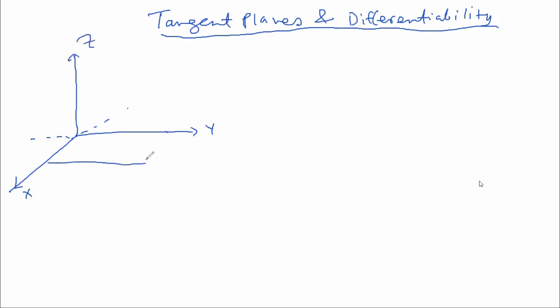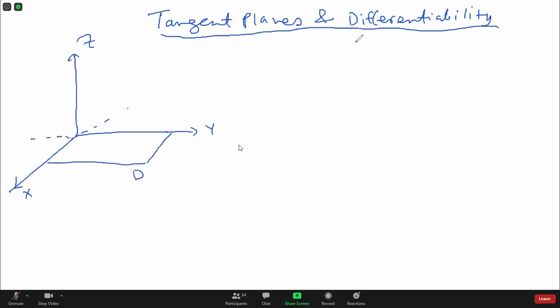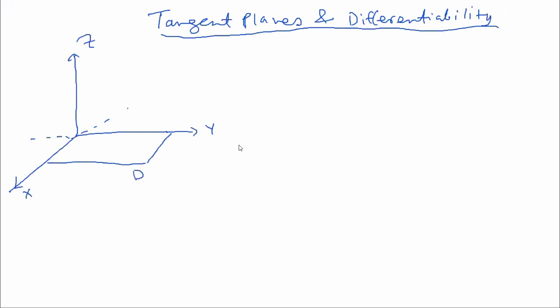This is your domain, and let's do this is your plane. Okay, now we fix a point on the domain. Now you get the corresponding point. So this is z equals f of x, y.